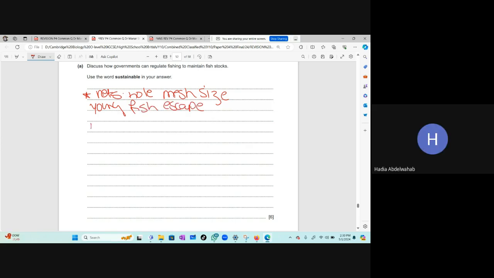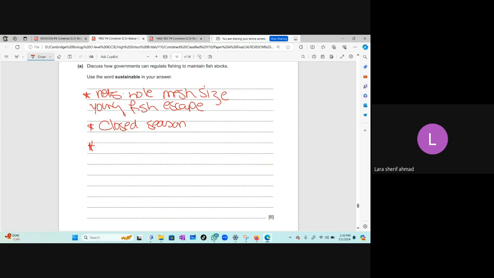Protected areas during the reproductive season. Yes, only in protected areas. There is something called the closed season. The government is going to tell the fishermen that you are allowed to fish only in a certain time of the year, so that I give time for the remaining fish to reproduce. What else? It's called closed season.